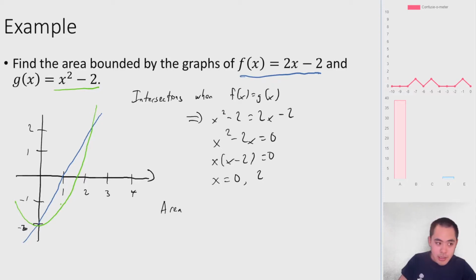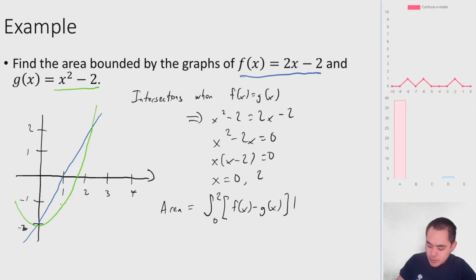Now the area is just equal to the integral from 0 to 2 of f of x minus g of x, because you'll note that f of x here is the higher curve. So f of x minus g of x dx, which is equal to the integral from 0 to 2.